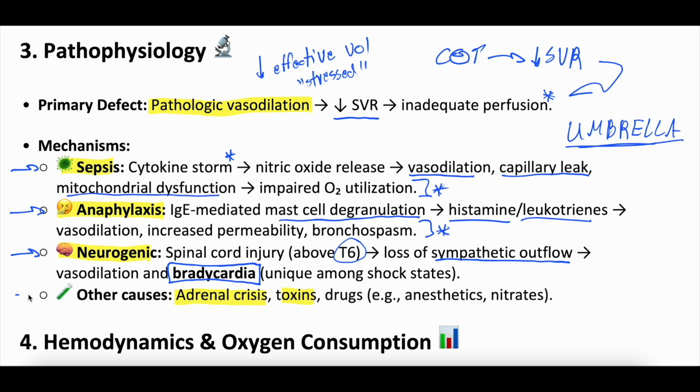And then other causes like endocrinopathies, adrenal crises, thyroid dysfunction, toxicologic things, anesthetics, nitrates, all these are characterized by this pathologic vasodilation. So just note, we put all these under distributive shock, but you can't silo these, right? They all are different, although they're kind of married by the similar underlying pathology of pathologic vasodilation.